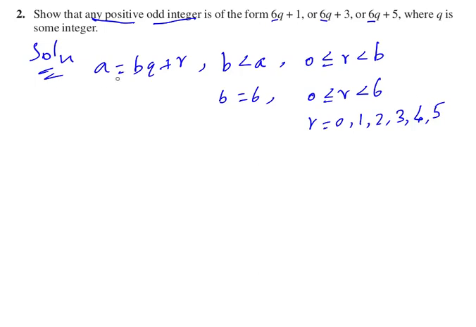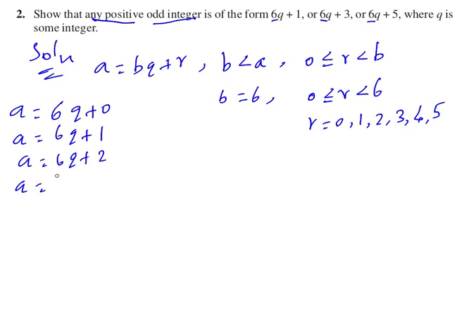Now we will substitute in the basic format of Euclid's division lemma. a equals, the value of b is 6, so 6q plus 0. This is our first format. Next, a equals 6q plus 1. a equals 6q plus 2. a equals 6q plus 3. a equals 6q plus 4. a equals 6q plus 5.